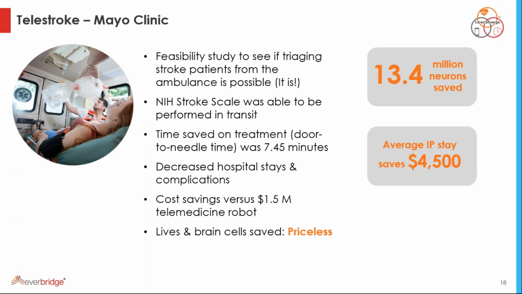So we showed that the NIH stroke scale was indeed able to be performed in transit, and we saved door-to-needle time. 7.45 minutes may not sound like a lot, but again, multiply that by 1.8 million brain cells, and we've got the number here above. It's 13.4 million neurons saved, and what that means, again, is the difference between a patient walking out of the hospital and being put into a skilled nursing facility and having some major deficits later on in life. That bit of time saved meant the world to everyone.